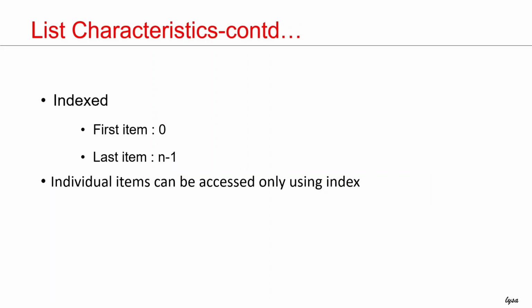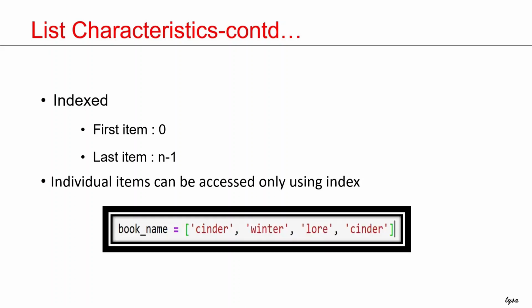A list is always characterized by indices. For example, in this case, we have something called an index representing every element in the list. Cinder is at index 0, Winter at index 1, Lore at index 2, and again Cinder at index 3. If you want to access an individual item, you have to access it using an index. Also note that the indices vary from 0 to n-1.